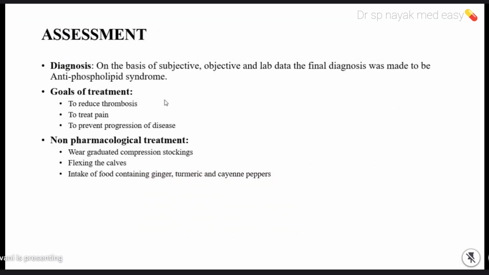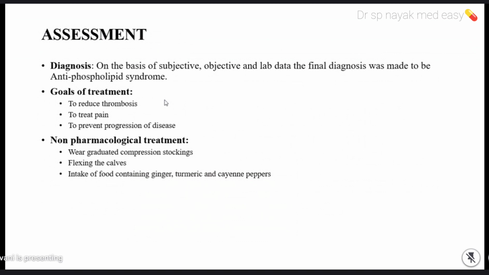Assessment: on the basis of subjective, objective, and lab data, the final diagnosis was made to be antiphospholipid syndrome. In this case, it would be secondary antiphospholipid syndrome since he was already suffering from systemic lupus erythematosus. The goals of treatment are to reduce thrombosis, to treat pain, and to prevent progression of disease.